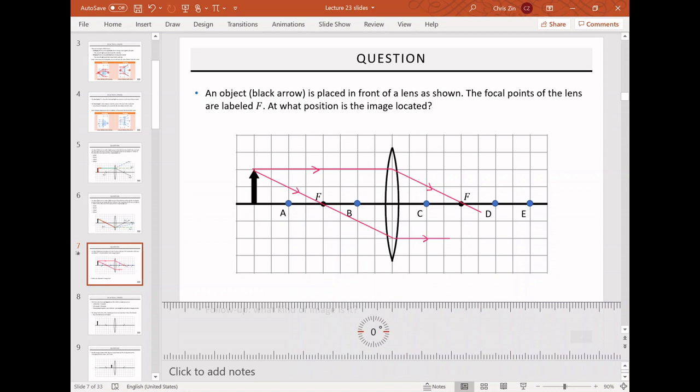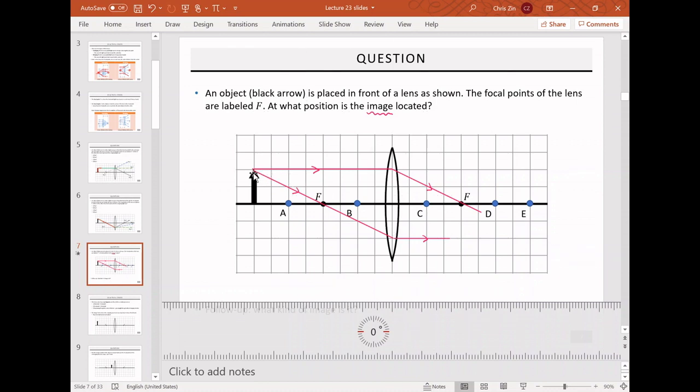And then to answer this question, you basically have to remember what the definition of image is. Remember that an image is where the outgoing rays meet or where it looks like they're coming from. So that's basically what you have to figure out to answer this question. I will let you think about that and give you the answer in a minute.